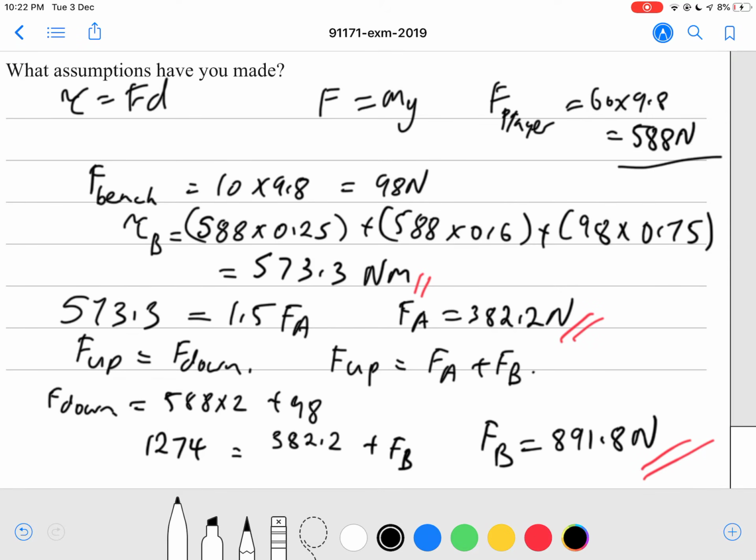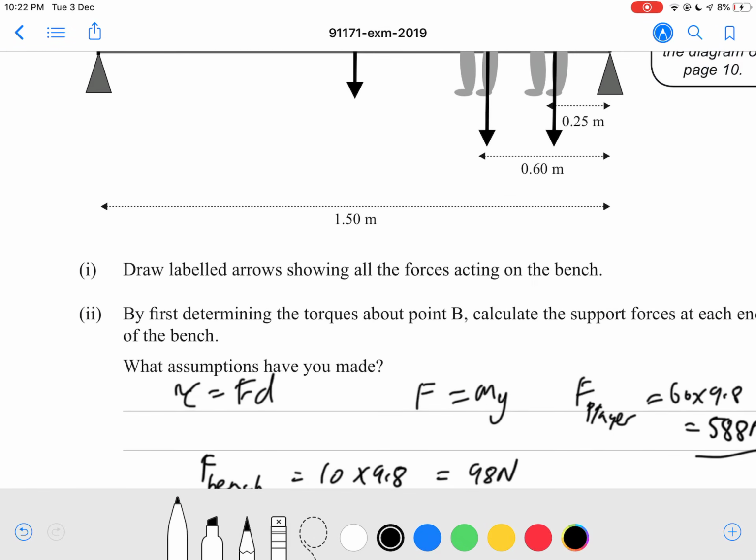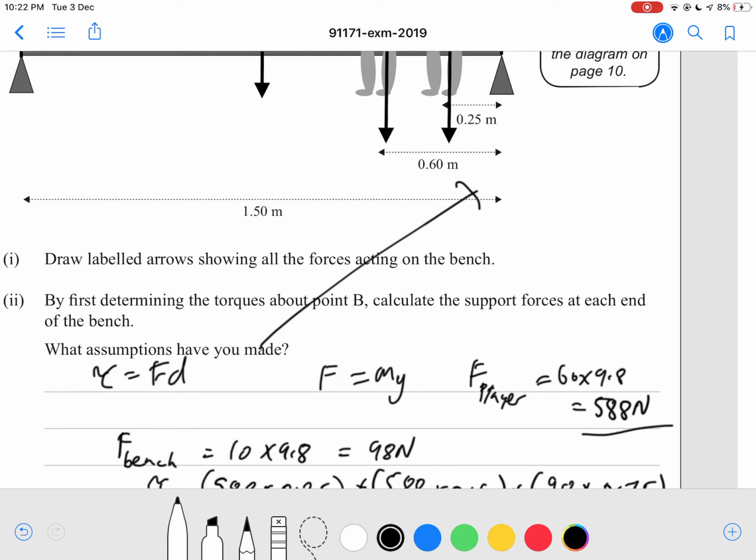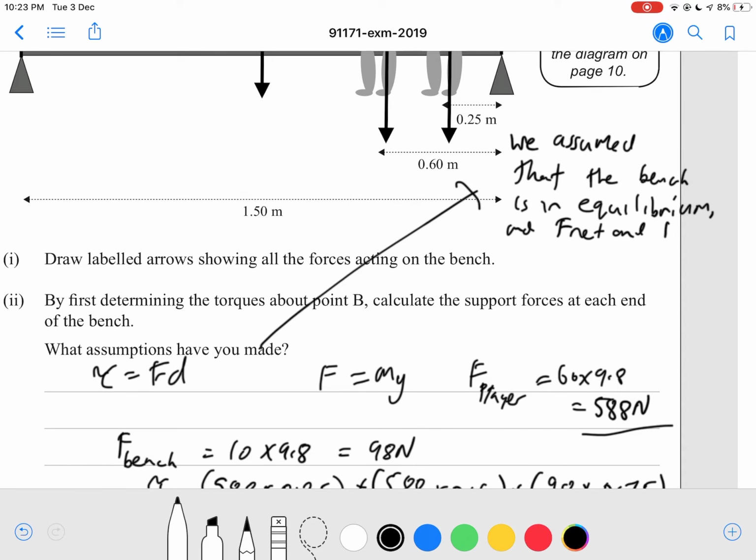So now we have to go for the assumptions made. We can say that we assumed that the bench is in equilibrium, and F net and torque net are equal to 0 newtons and 0 newton meters. Okay, so that would be your assumption.